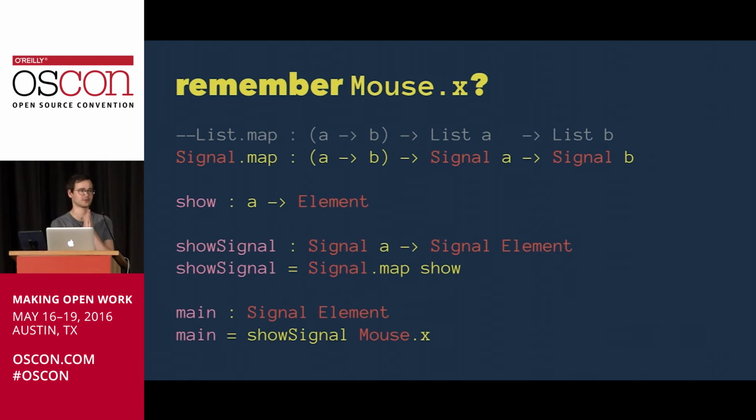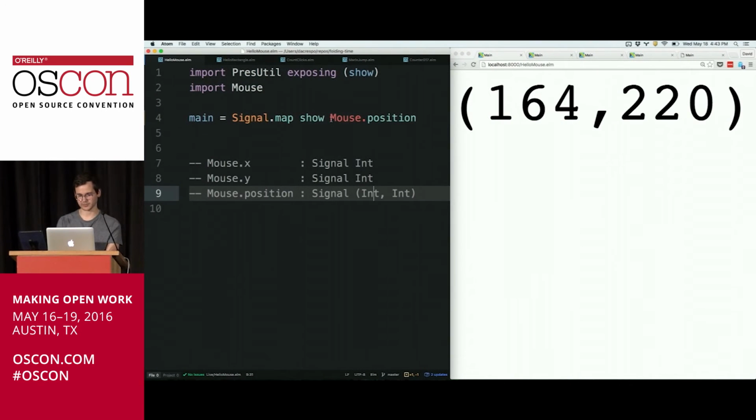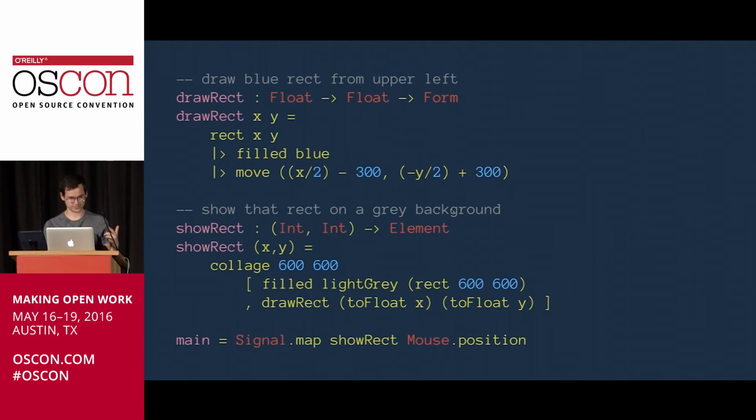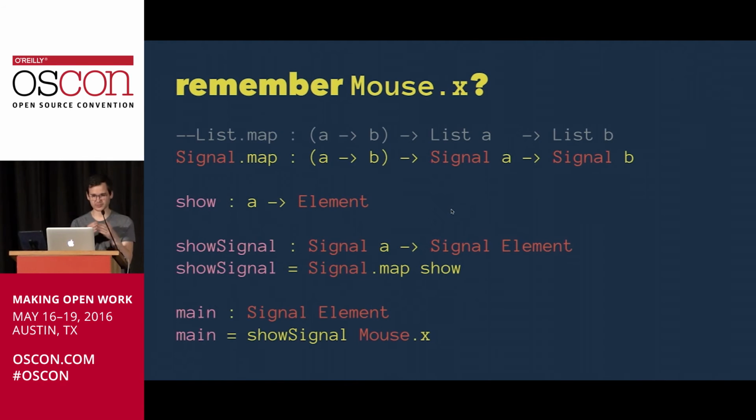So here's an example of a different kind of map. And we're going to see why this was useful in a second. I'm going to cut back to the mouse example. And so in order to display mouse position, we had to feed that signal through signal.map and with the function show. And I'll show you why in a second. You'll notice that the type signature is really similar to list.map. And if you think about what list map did, it took a regular function and told that function how to operate on lists, how to traverse lists.